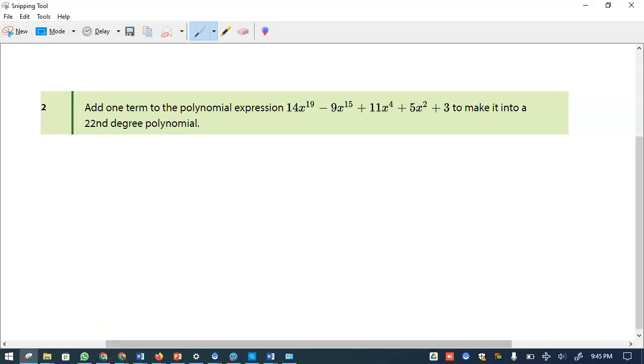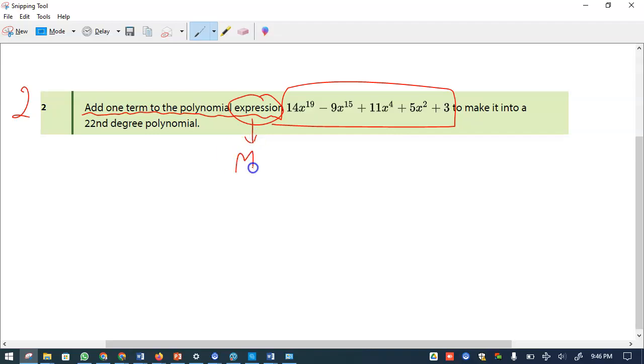This is the second question, and it is saying add one term to the polynomial expression. You're given something here, and you want to add another expression, meaning you add a monomial, to make it a 22nd degree polynomial.